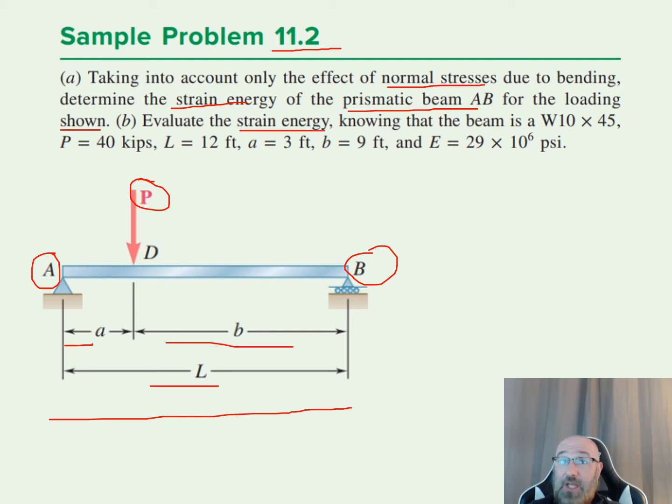Now for part B, what they want us to do is evaluate the strain energy, knowing that this beam is a W10 by 45 beam, and they give us values. For our load, P is equal to 40 kips, this length L is equal to 12 feet, this distance a here is 3 feet, distance b here is 9 feet, which makes sense because 3 plus 9 is equal to the total length 12. They also tell us that our modulus of elasticity for this beam is equal to 29 times 10 to the 6 psi.